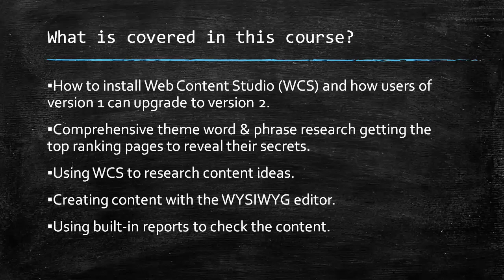Once the content is built, we're going to check the content for theming to see whether we've included too many theme words, whether we've not included enough, or whether we haven't included various important words or phrases. Once the various reports give us the all clear, then we can export the content from Web Content Studio and just paste it into a web page to get the articles online. So let's get started with the course. We'll start at the very beginning, installing Web Content Studio.